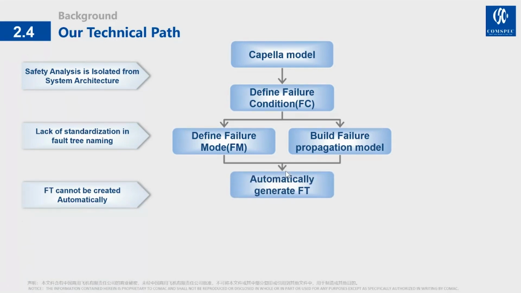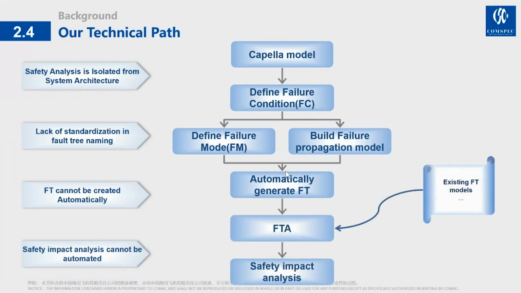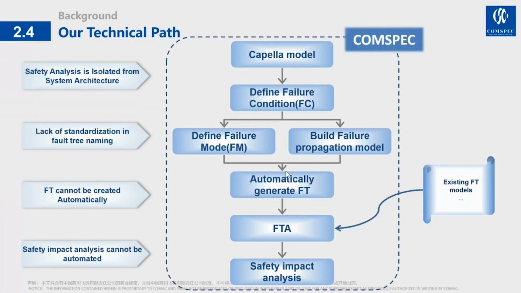After that, COMSPEC can automatically create the fault tree according to FC occurrence conditions and the failure propagation model. Finally, the fault tree is calculated, and the result of minimal cut size will be saved to the safety database with one click. Based on this database, designers can choose any failure sources to analyze its safety impact at a system level or aircraft level. And all these steps can be done in COMSPEC. And next, Wan Rang will introduce COMSPEC in detail.